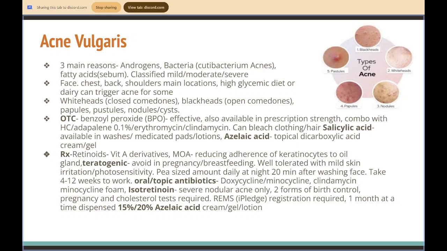So now we have salicylic acid. It's available in washes, medicated pads, and lotions. Azelaic acid, available as a topical dicarboxylic acid, in cream and gel form.